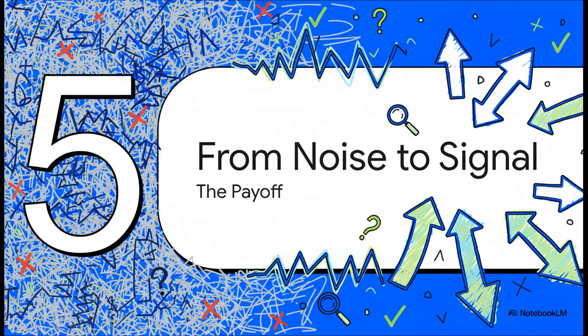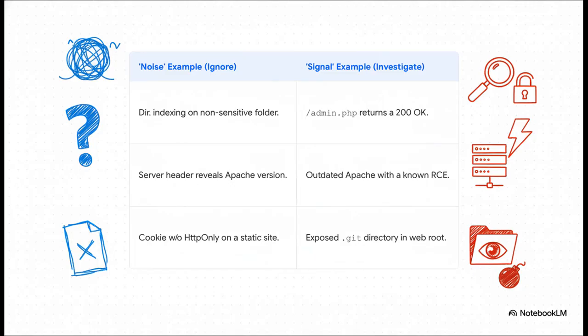So what happens when you actually apply this framework consistently? Something amazing. You stop seeing a giant, intimidating wall of text, and you start seeing a clear path forward. This is where it all pays off. This table just lays it out so clearly. On the left, you've got the noise. Directory indexing on a public folder, a server header revealing the version. Interesting, maybe, but low impact.